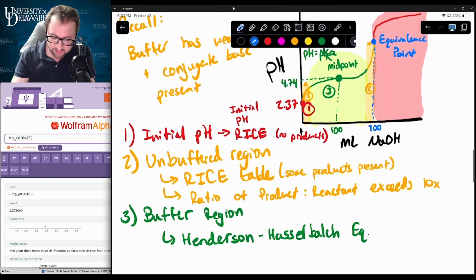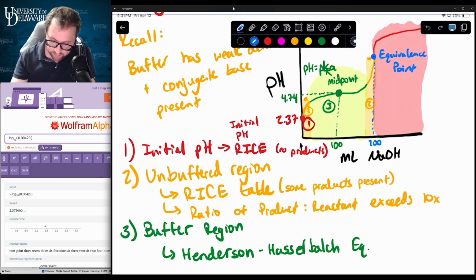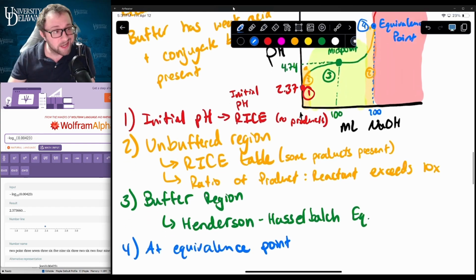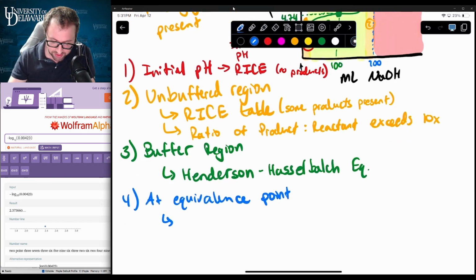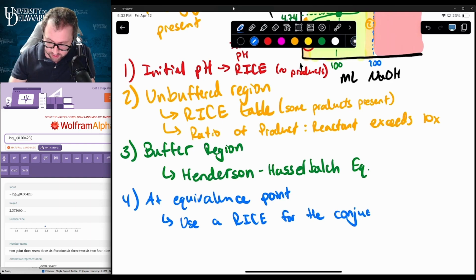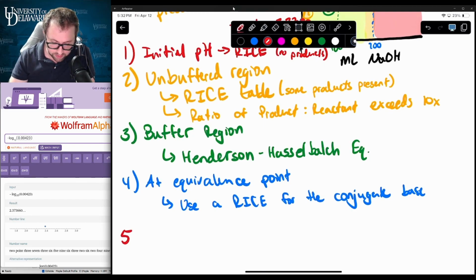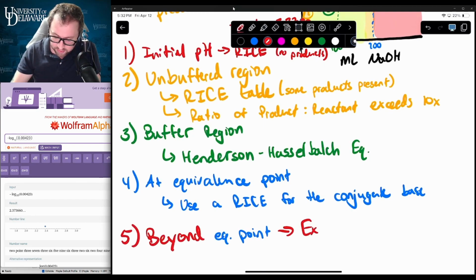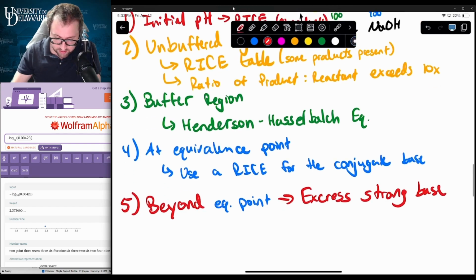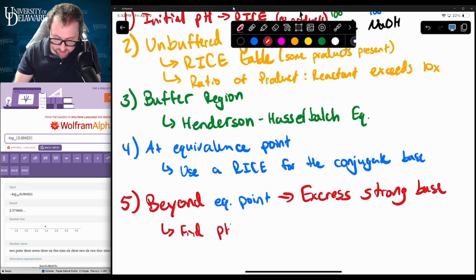If you're at the equivalence point, now things get weird. Let's put the 4 over here. So if you're at the equivalence point, this one's complicated. You need to use a rice table for the conjugate base. So we'll talk about that in a second. Well, probably a little more in a second. And then lastly, if you're beyond the equivalence point, you have excess strong base, right? So that means you just have to find the pH of your base.